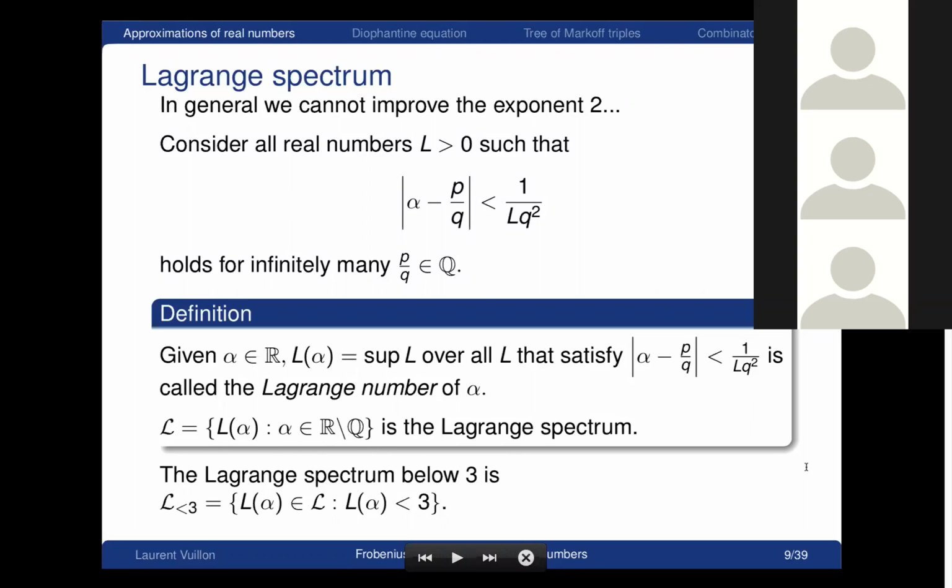For the problem here, we just have a look at the Lagrange spectrum below 3 in order to have a very particular property. And we will see sequences and so on. Okay, let's try.